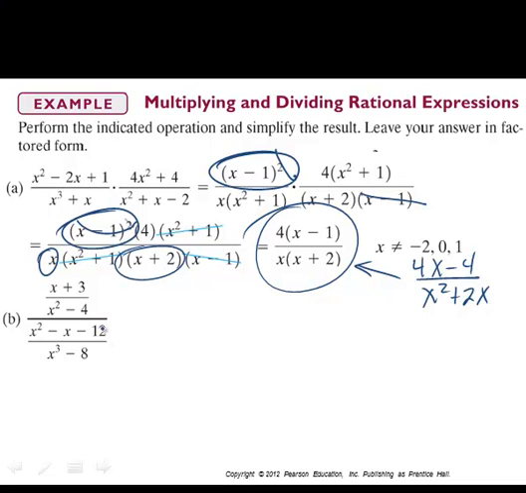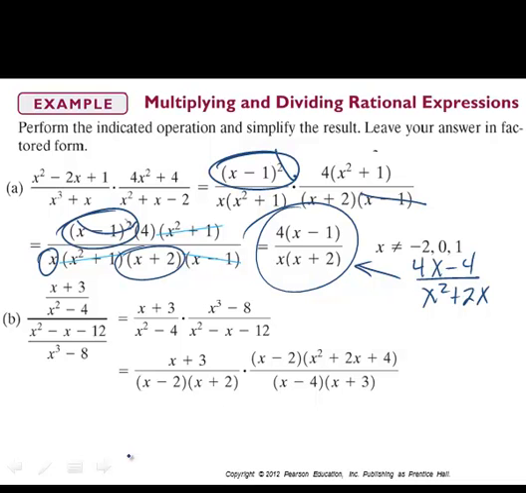Here for the second example, we're doing the division. So like I mentioned before, you'll take the top rational expression times the reciprocal of the bottom rational expression, and then do exactly what we did in part A. Factor everything and cancel common factors. So that's exactly what we're doing here. We're factoring everything, canceling the common factors of x minus 2, for example, canceling x plus 3. And I think that's about it.